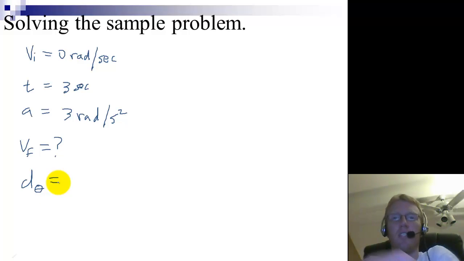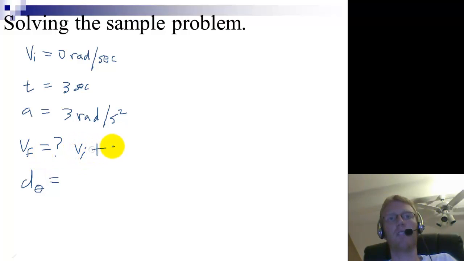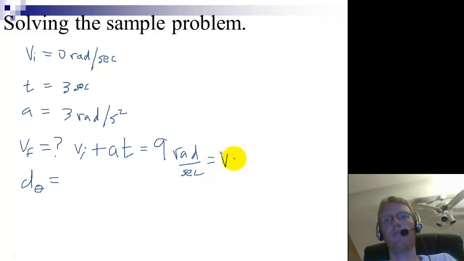But again, this is just deja vu on chapter 3. We've got these variables and we're looking for this one. So the first simple formula is v final equals v initial plus acceleration times time. Plug in 0 plus 3 times 3. That's going to be 9 radians per second. Hey, that was pretty easy, right? That equals v final.